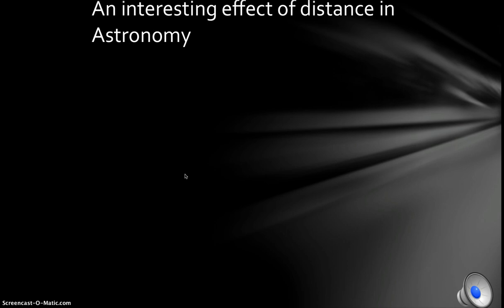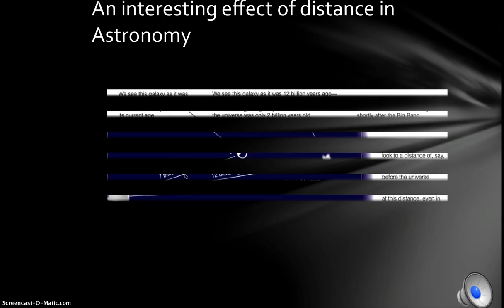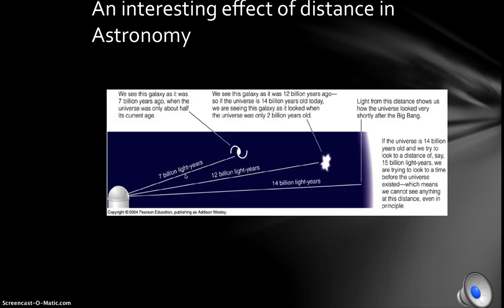There is another interesting effect of distance in astronomy, and I kind of alluded to it previously. In this picture, we see a telescope looking at galaxies different distances away. Keep in mind, those distances also refer to how long it took the light to travel to them. So, this galaxy is 7 billion light years away. That means it took light 7 billion years to get here. So we're actually able to see into the past. Astronomers can look back in time by looking into the sky.